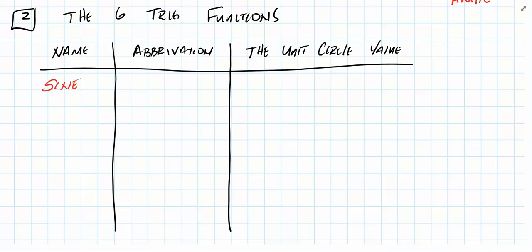Value. Unit circle value. V-A-L-U-E. Value. Isn't sine the inverse of regular sine? No. Don't get yourself confused. Okay. Let's talk about this.